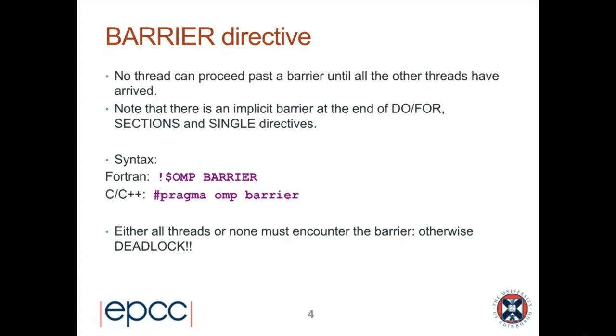Typically, most of the barriers we end up using in OpenMP are these implicit barriers at the end of the loops, at the end of parallel regions. But sometimes we want to code an explicit barrier at some point inside a parallel region, and there is a barrier directive that lets us do that. So the syntax is no surprise. It's, in Fortran, exclamation mark dollar OMP barrier, or in C++, hash pragma OMP barrier. There's no code associated with this directive. It's just a point where the runtime is going to insert barrier synchronization.